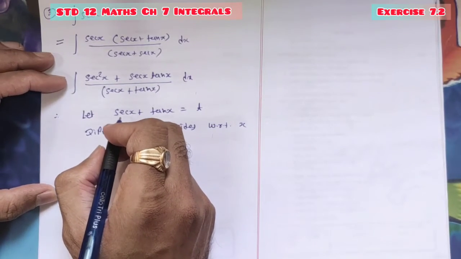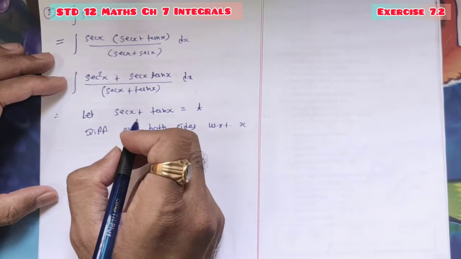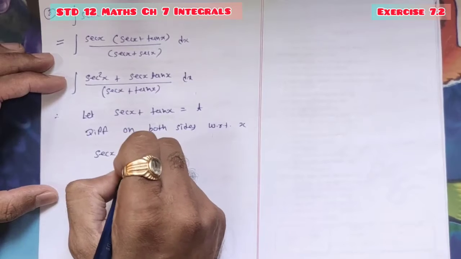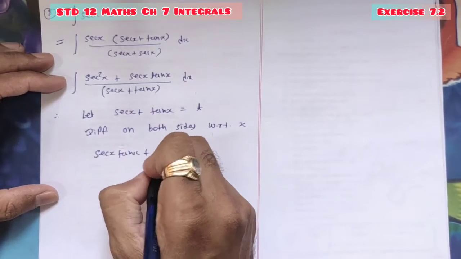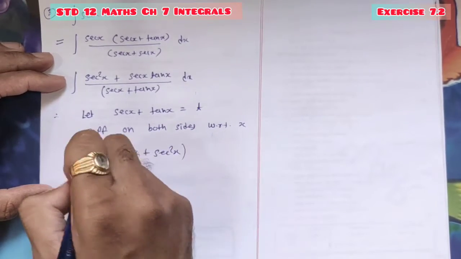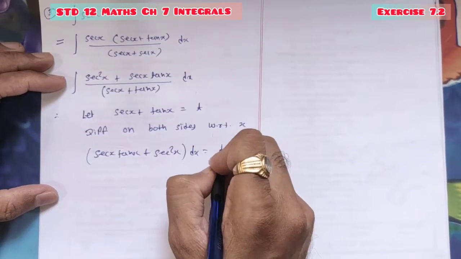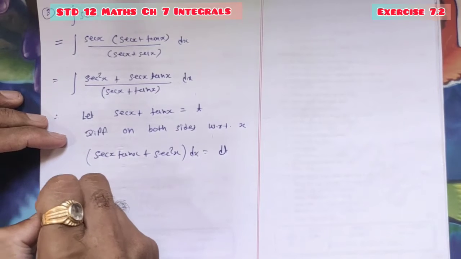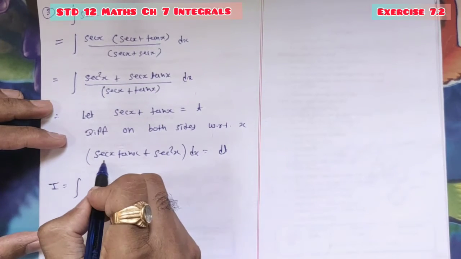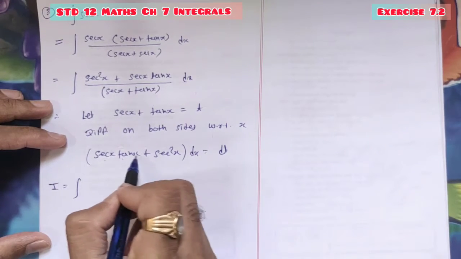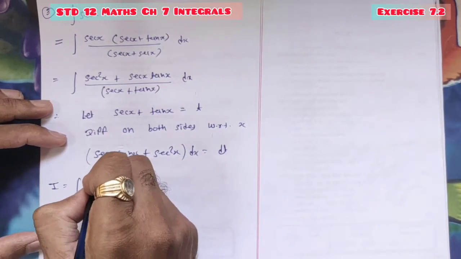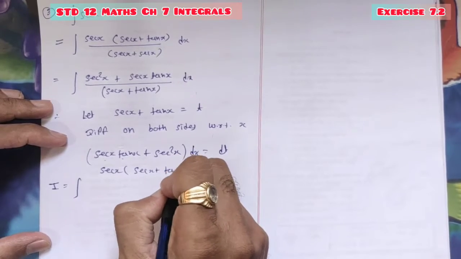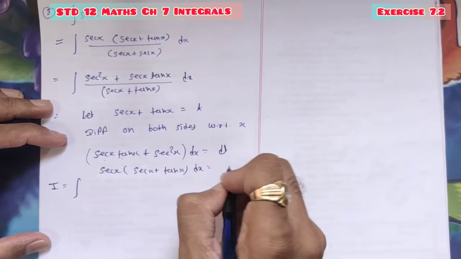So we are getting sec x. So sec x means sec x tan x, sec x tan x differentiation plus differentiation of tan x, sec square x, into dx equal to dt. So now our integration I equal to sec x tan x, here sec x is common, so it will be sec x plus tan x dx equal to dt.